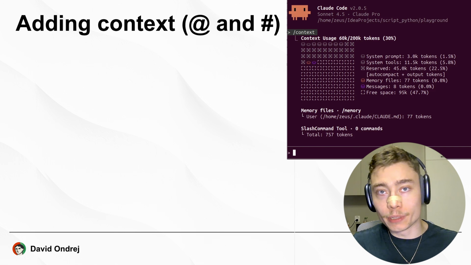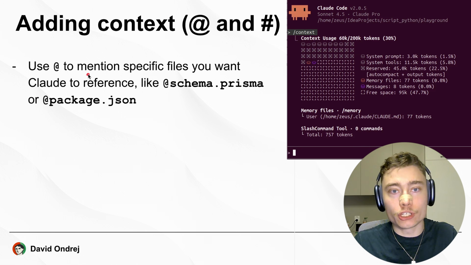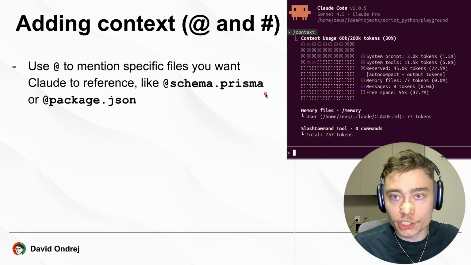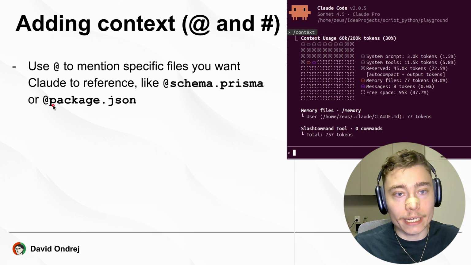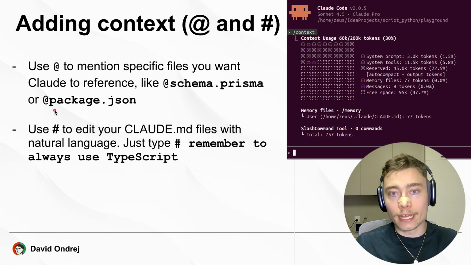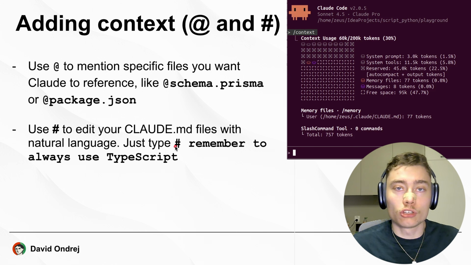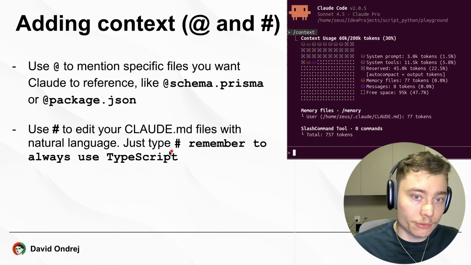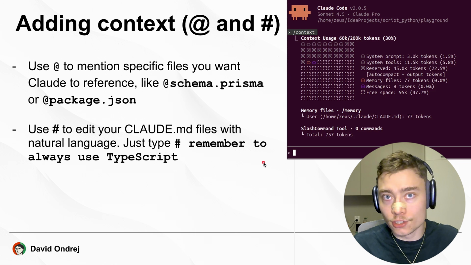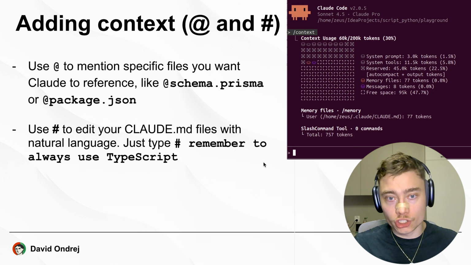All right, the next thing Anthropic teaches us in this course is adding context with @ and hashtag. So you can use @ to mention specific files you want to add into the context window of Claude Code, such as @schema.prisma, which would include the schema, or @package.json, which would include the entire JSON file. But you can also use hashtag to create memories, and these are usually saved at the end of your claude.md file. So maybe you're doing something with the front end and Claude Code keeps using JavaScript, but you want to use TypeScript. So you would type in hashtag, remember to always use TypeScript. And this would get appended to the claude.md file at the very end so that all future instances of Claude Code working on this project actually remember this.